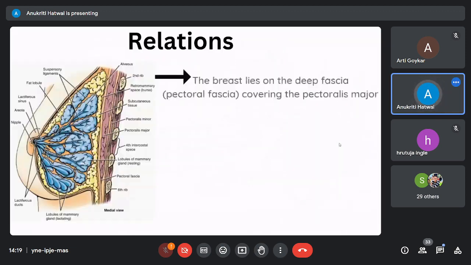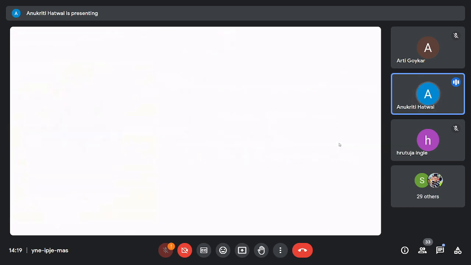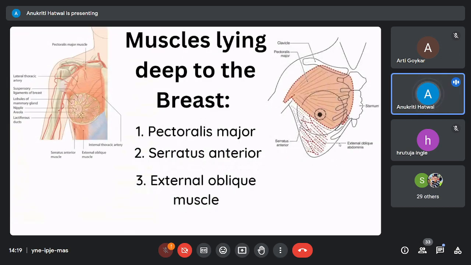Relations of the mammary gland. The breast lies on the deep fascia, separated by the retromammary space, which is a loose areolar connective tissue. This space allows free movement of the breast on the chest wall. Muscles which lie deep to the breast are pectoralis major, serratus anterior, and external oblique muscle. So it was all from my side. Now I will hand over the screen to Ananya. She will be discussing the structure of the breast.